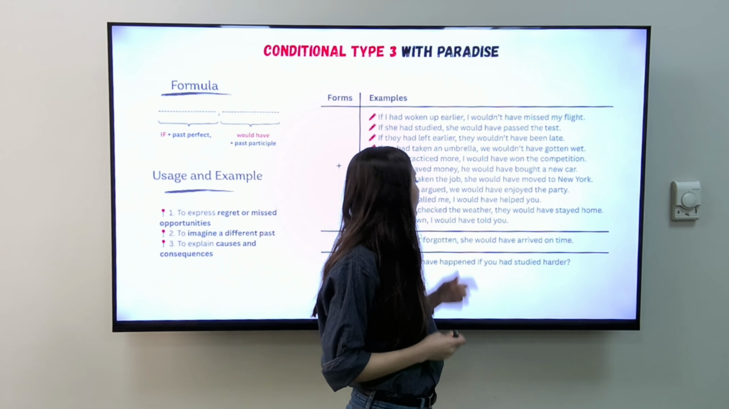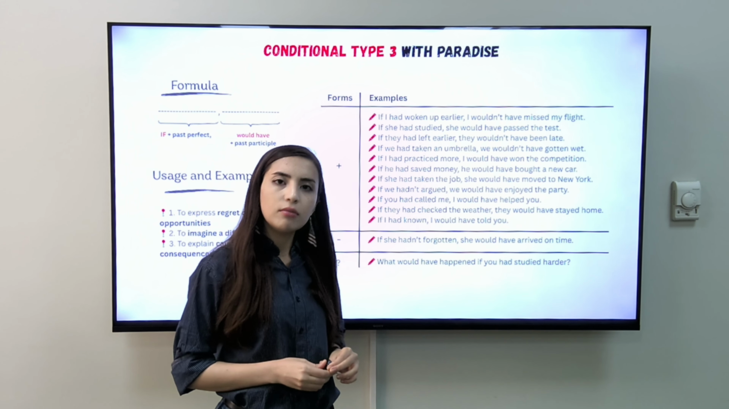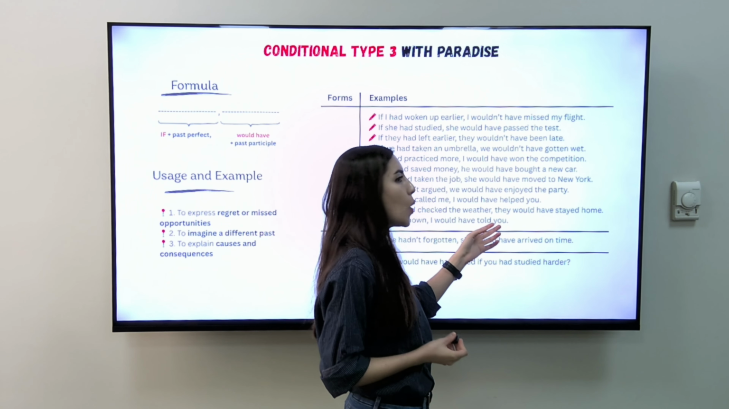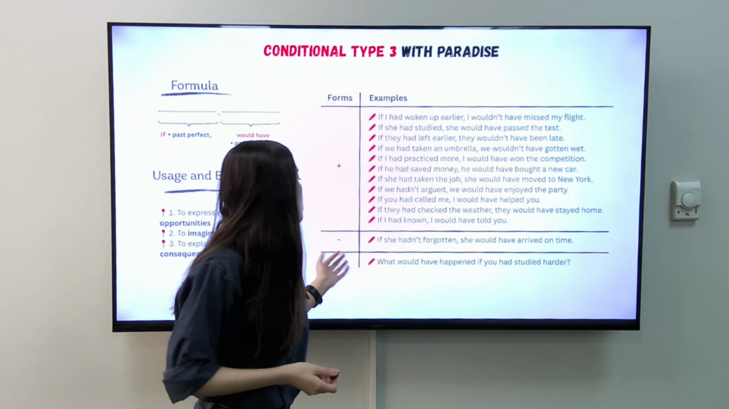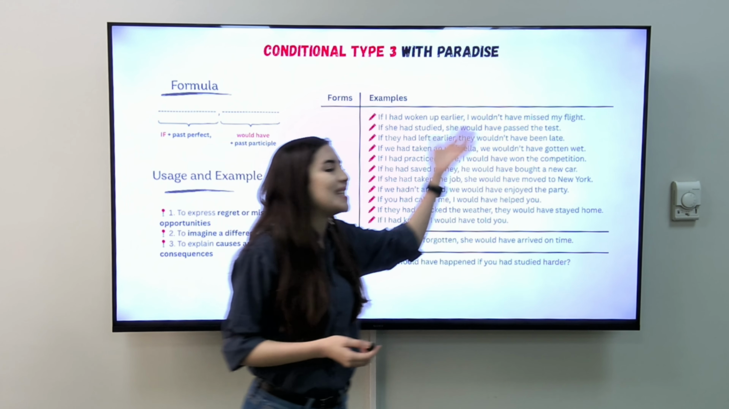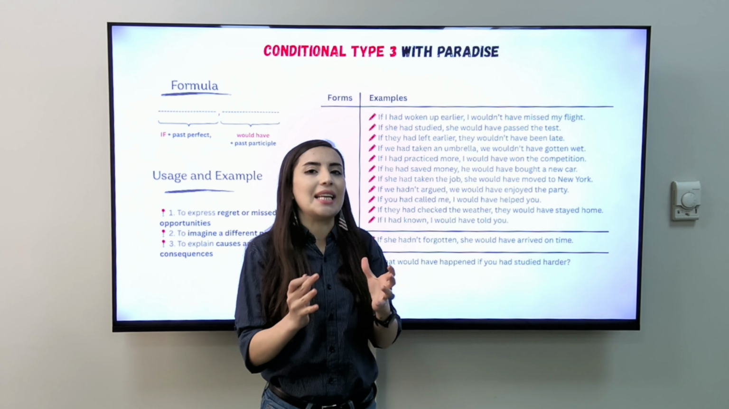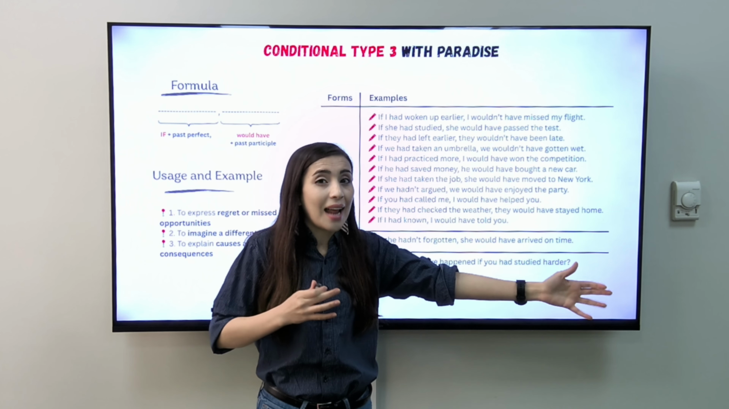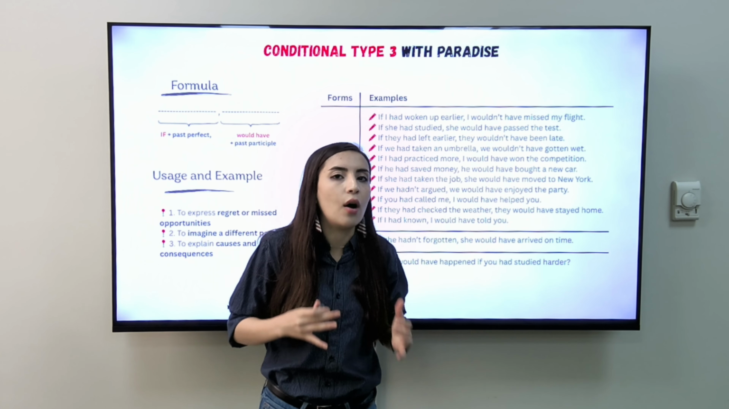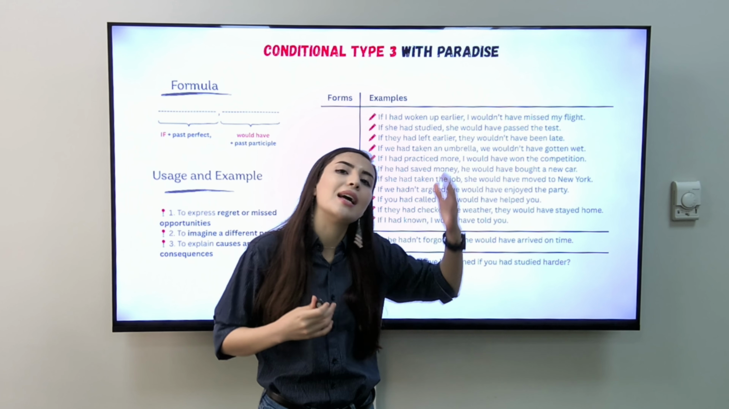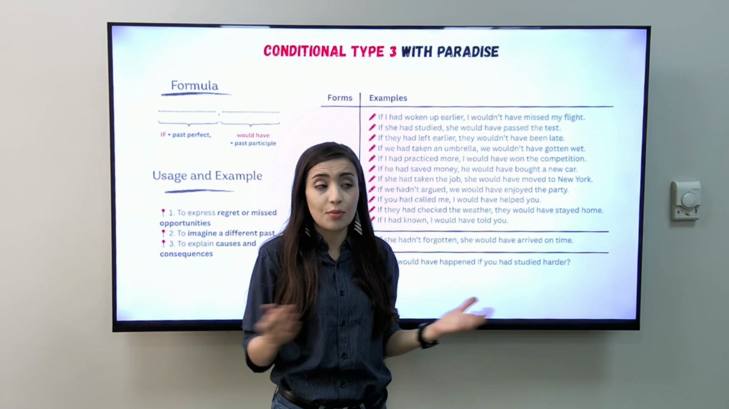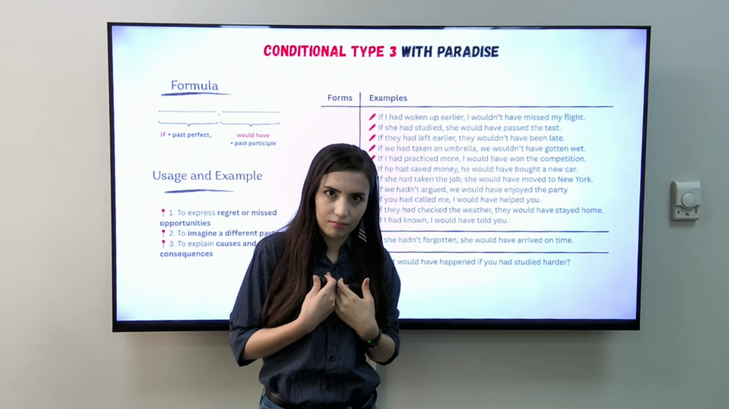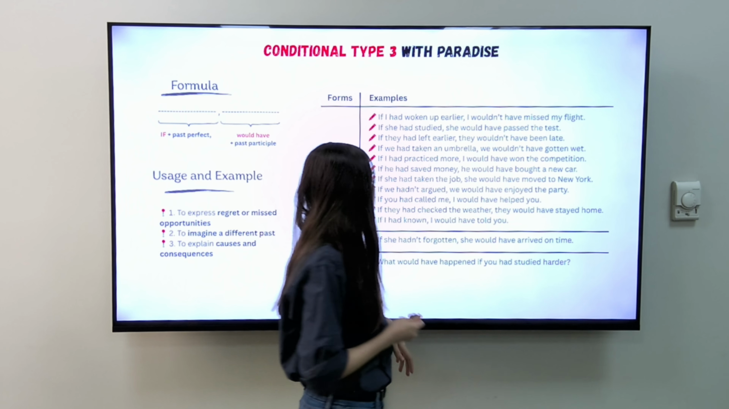If I had known, I would have told you. Did I know? No, I didn't. Did I tell him? No, I didn't, as a result. So, these were the examples where you will see that there is a regret, there is a missed opportunity, there's something about the past that we hope right now we had done differently, but we didn't. And as a result, the consequences were different as well, in a way that we don't like. They're not very pleasant to us right now.